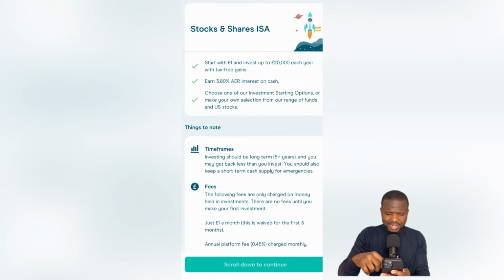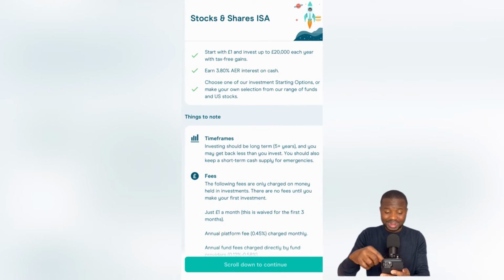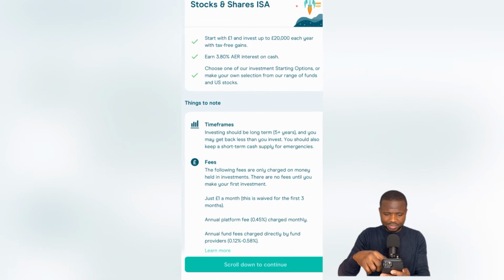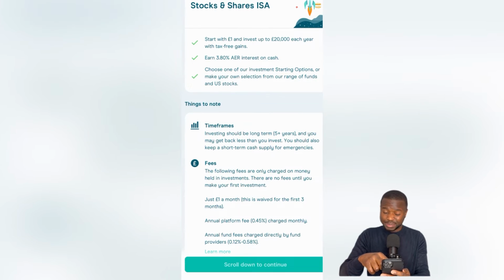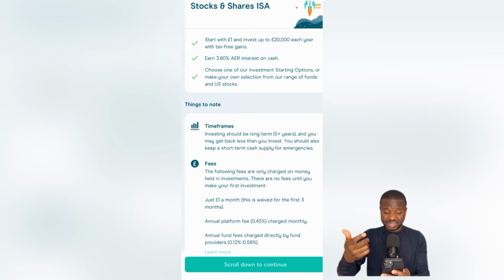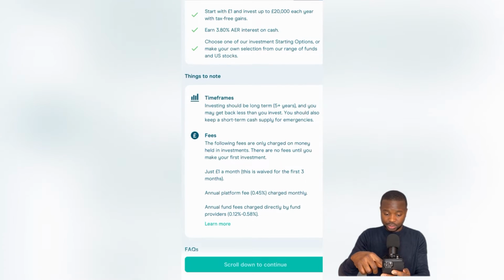So the stocks and shares ISA option obviously allows you to start with £1 till 20,000, which is tax-free. The good thing is that for whatever cash you have in this account, even if it's not invested, Moneybox will pay you an interest of 3.8%. Of course, it's not the same as the cash ISA, which pays 5.09%, but at least you know that your money is doing some little work over there as well.